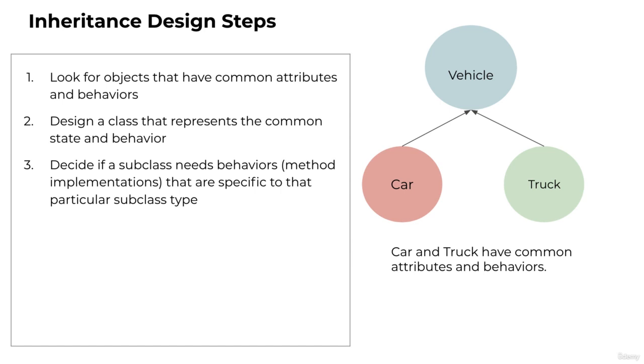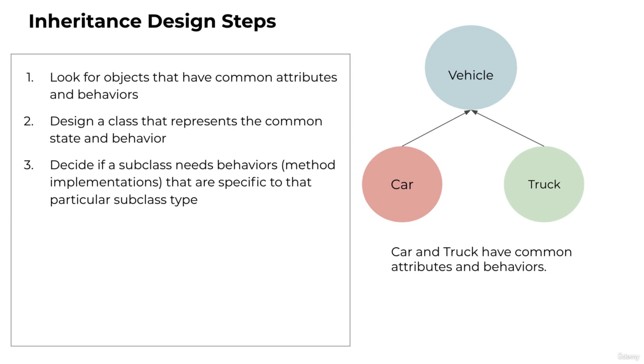Third, you have to decide if a subclass needs behaviors, in this case methods, implementations, that are specific to that particular subclass type. So essentially it's what we have done. The whole idea of creating this inheritance structure is to first of all look at the bigger picture and say, okay, what would be one class we can create that will have the basics or the base of behaviors and properties for the object I'm trying to create.